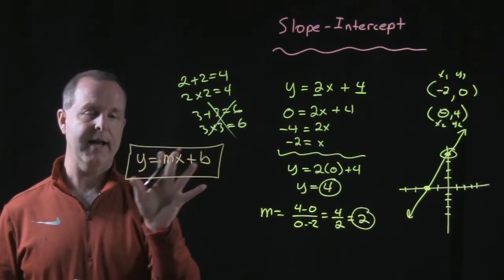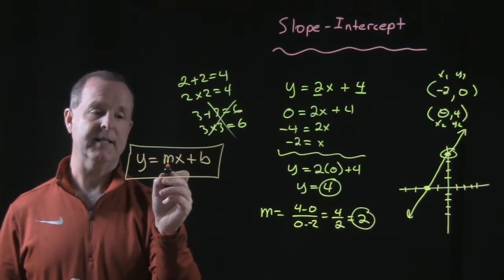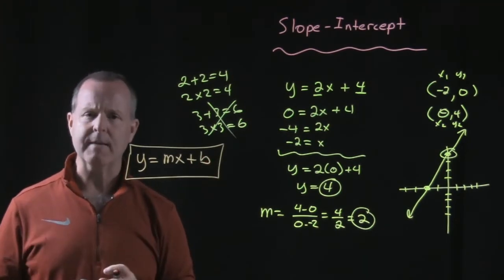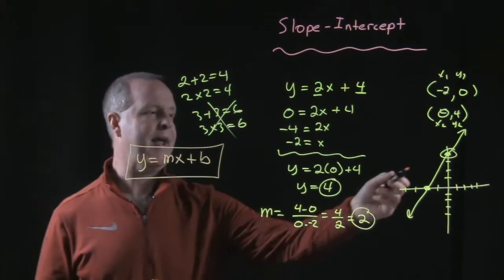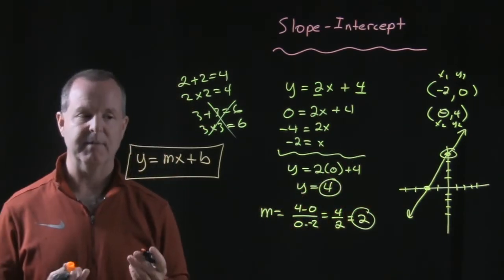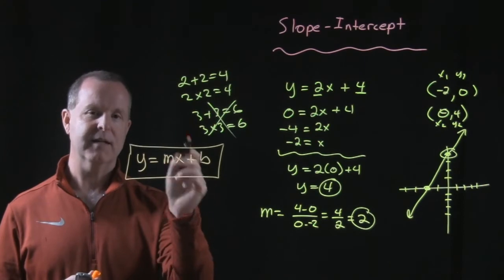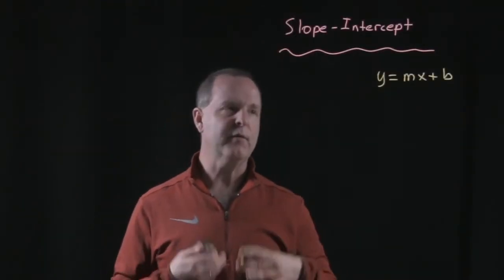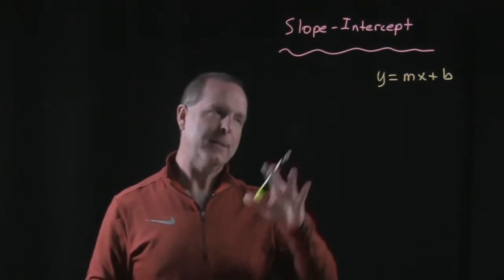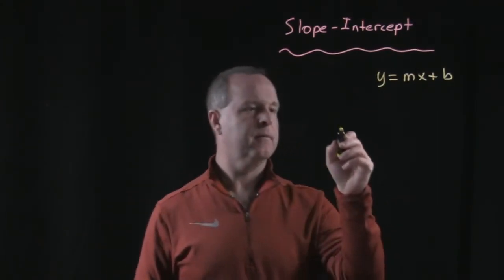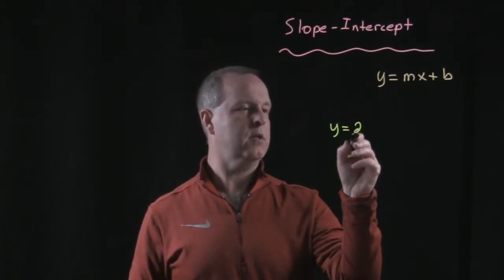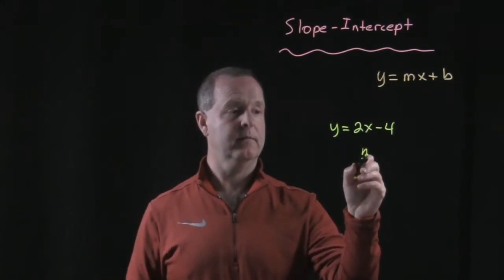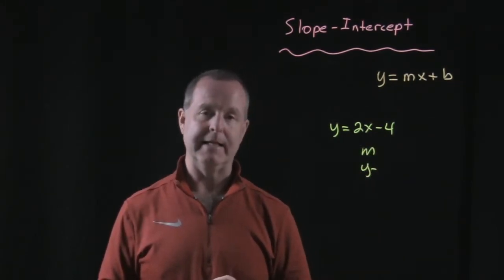And if we can turn any line into this form, the coefficient that precedes the x, that's our slope, and this value of b, we call that our starting point, or where it crosses the y-axis, or y-intercept. And if we can determine both of those, we have another way that we can graph lines. Let's look at a couple of equations here to see if we can identify what its slope and its y-intercept are. So one line that I'm looking at is y equals 2x minus 4. Can you determine what its slope is and what its y-intercept is?